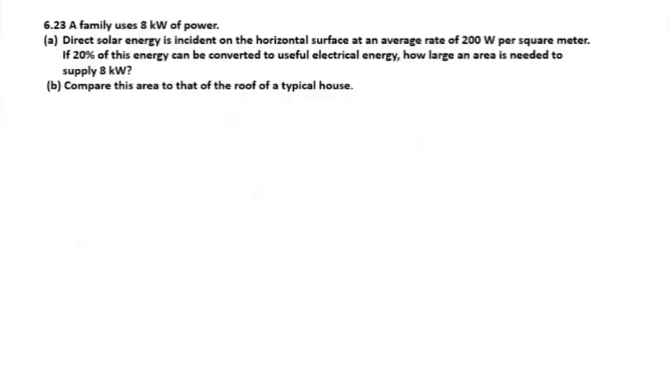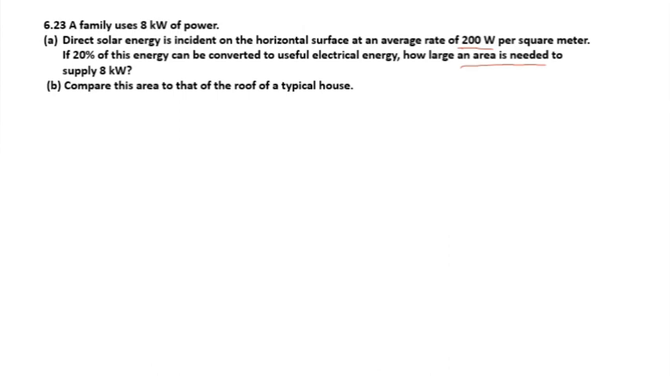Next problem. A family uses 8 kilowatt of power. Direct solar energy is incident on a horizontal surface at an average of 200 watt per square meter. If 20% of this energy can be converted to useful electric energy, how large an area is needed to supply 8 kilowatt? And the second one is, compare this area to that of the roof of a typical house.